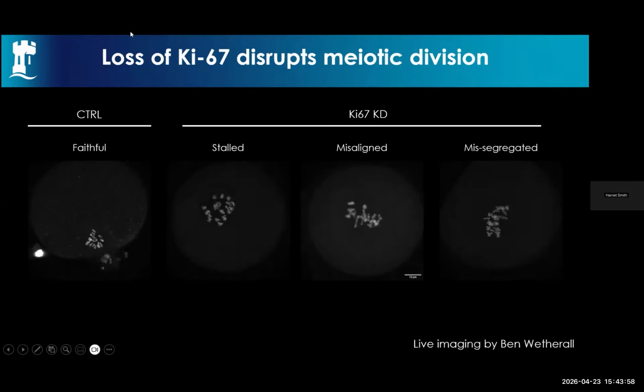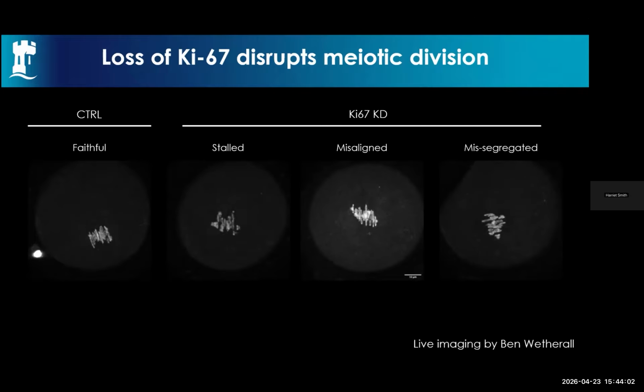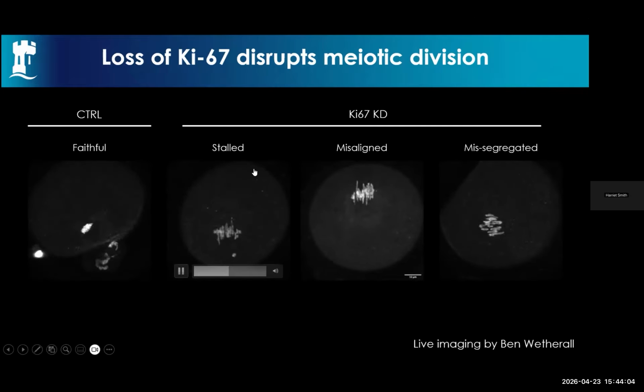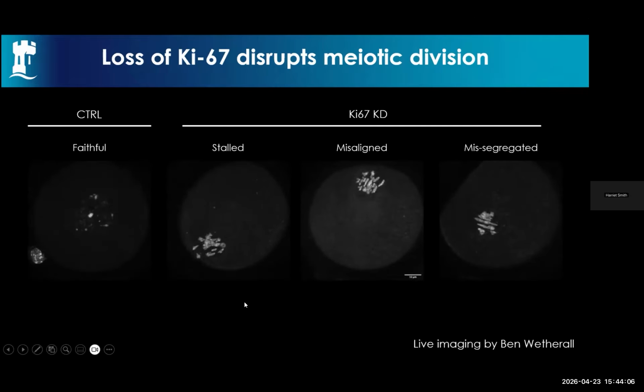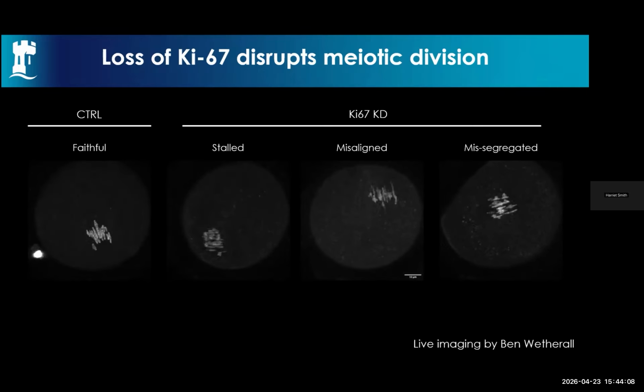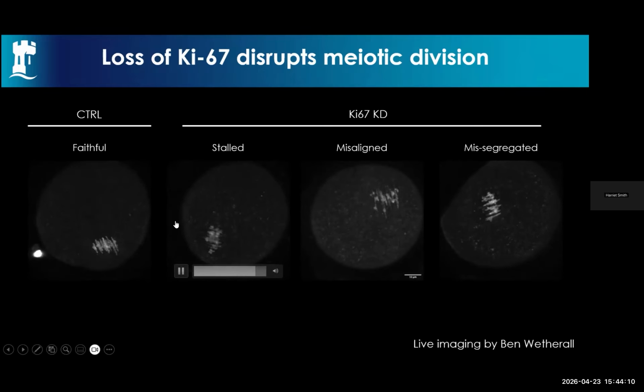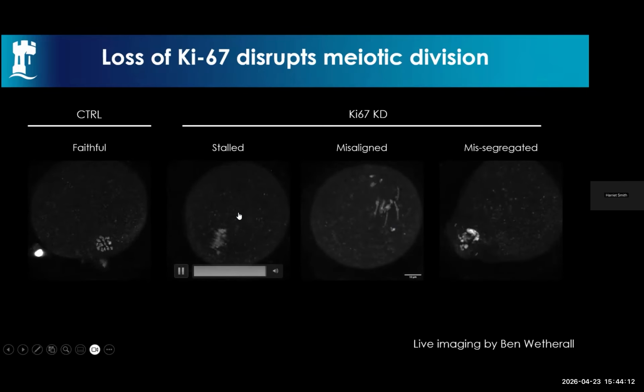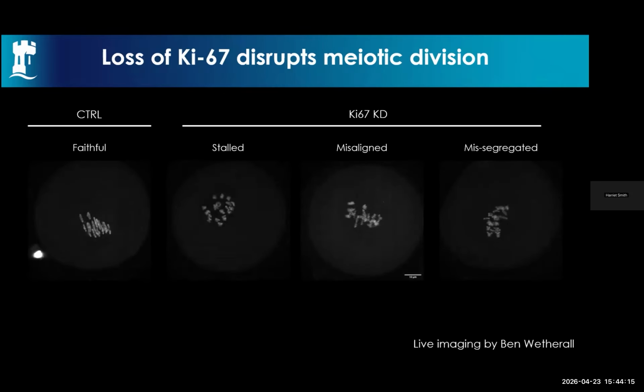In comparison, the Ki67 knockdown cells had various different phenotypes occurring. The first one being that some of the cells just stalled. They were progressing through meiosis 1 up to a point, and then they seemed to get stuck, often in metaphase, and just weren't able to progress past that despite the extended imaging time.